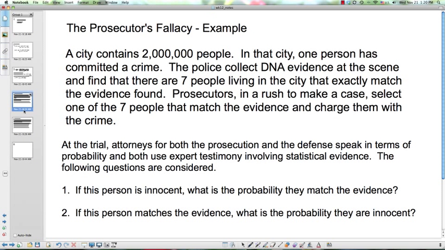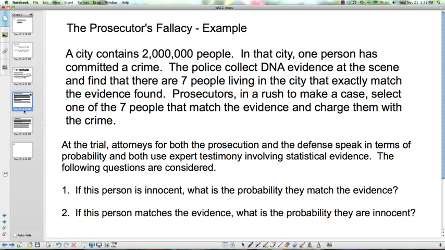All right, let's move to a little bit more sophisticated kind of question. This is the prosecutor's fallacy. It's a fascinating example. It has many real-life examples through history of the legal system. So here's just an example that I've made up, and we'll have some reading assignments where you'll see some real cases where this occurred. A city contains 2 million people. In that city, one person has committed a crime. The police collect DNA evidence at the scene and find that there are 7 people living in the city that exactly match the evidence found.